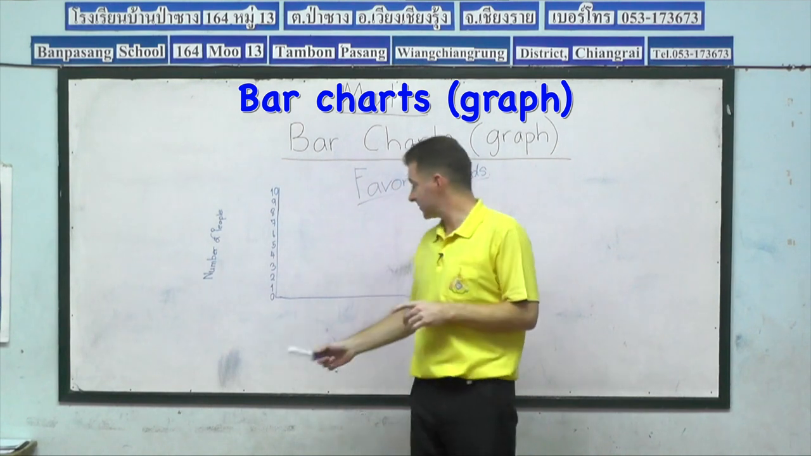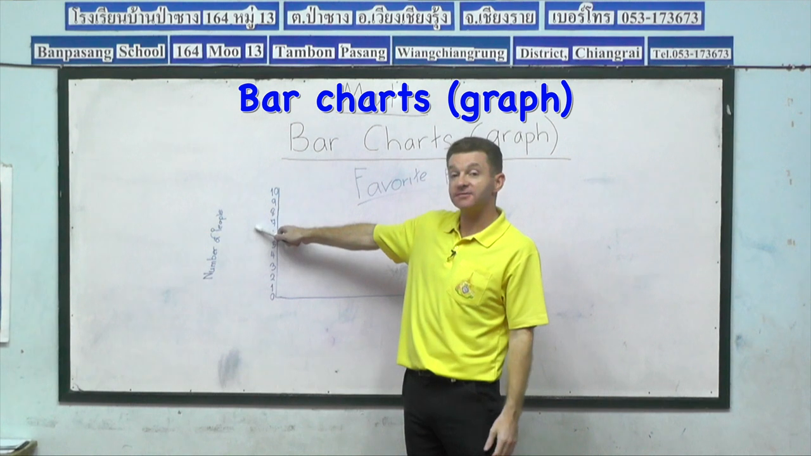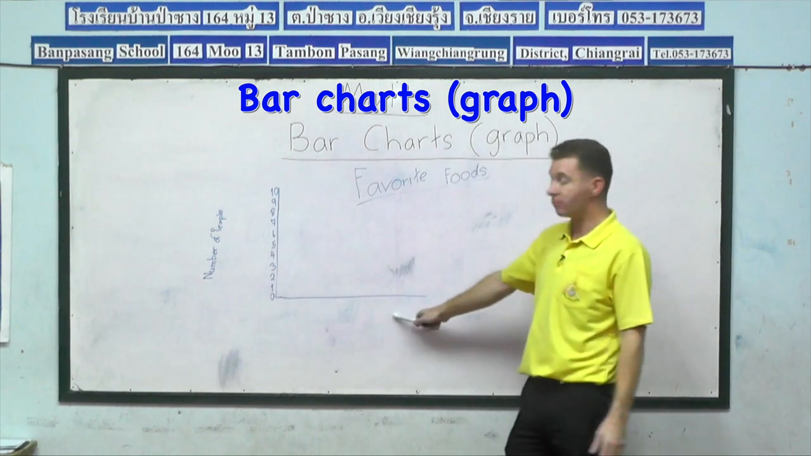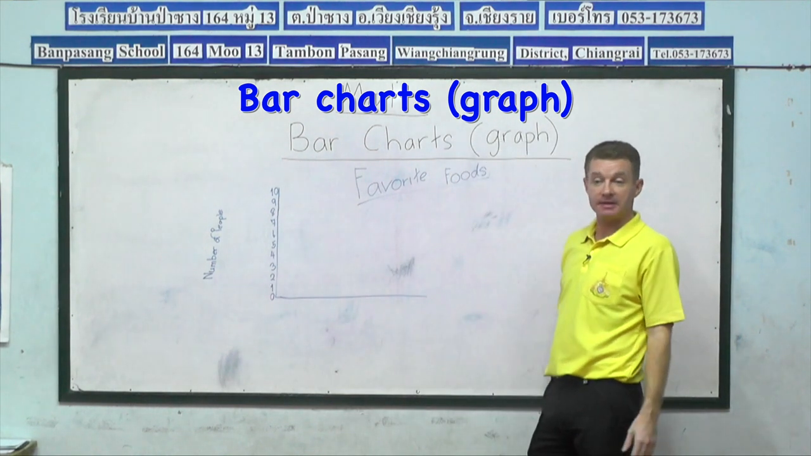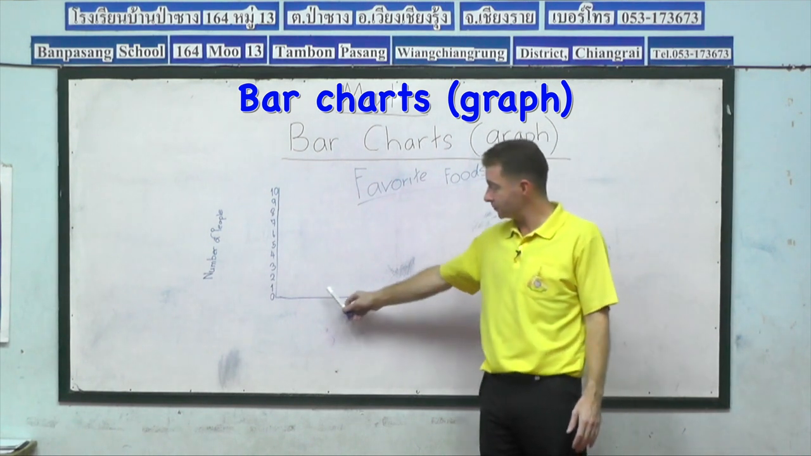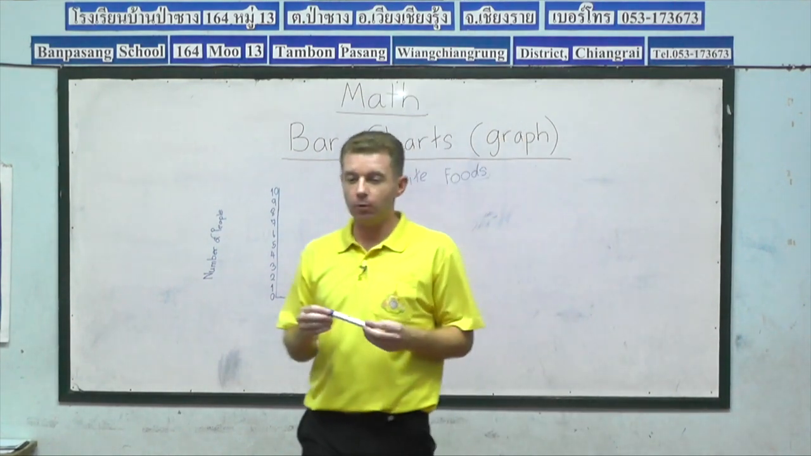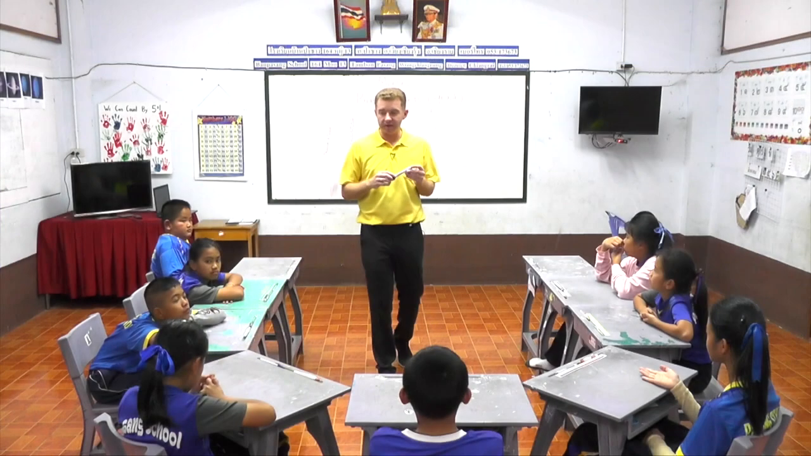So now we need a label for our horizontal axes. And remember, the vertical axes is always numbers. The horizontal axes is the categories. And today we're looking at favorite foods. So now we need the categories of some different foods. Let's see, who can give us some different categories for favorite foods?